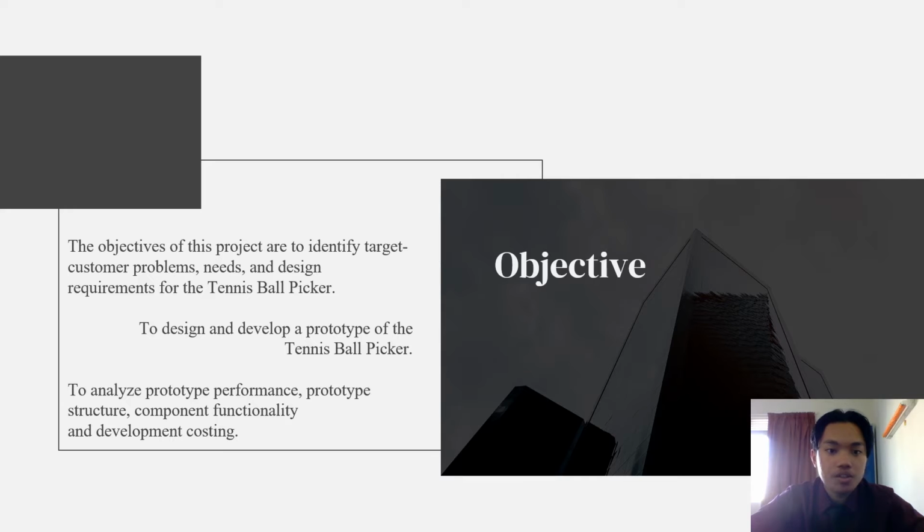The objectives of this project are to identify target customer problems, needs, and design requirements for the tennis ball picker. Next, to design and develop a prototype of the tennis ball picker. And the last one is to analyze prototype performance, prototype structure, component functionality, and development costing.